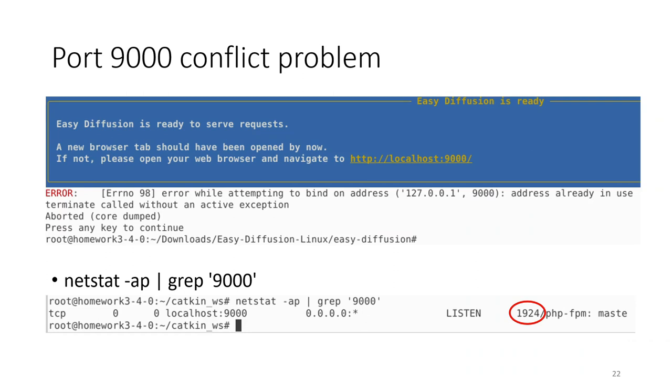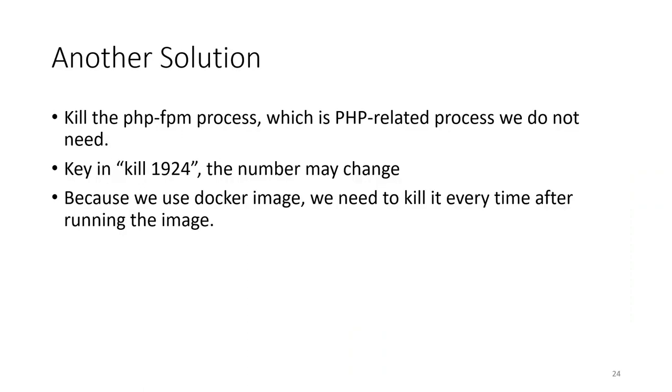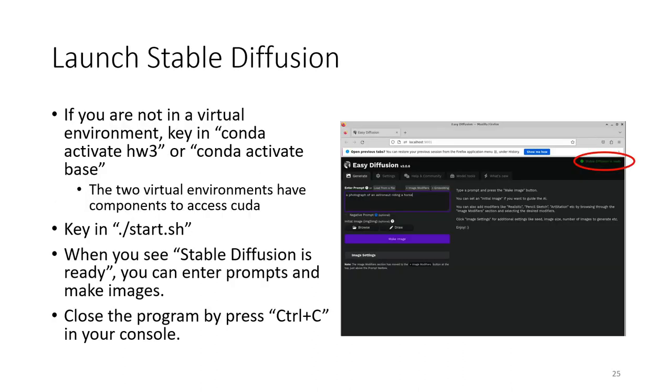Then there is a port conflict problem because we are using a Docker image. Another process has occupied port 9000. There is a solution to bypass it. Just change the port number from 9000 to another unused number, say 9001, or you just kill the process using the port. Either way is fine. Then you can launch Stable Diffusion.